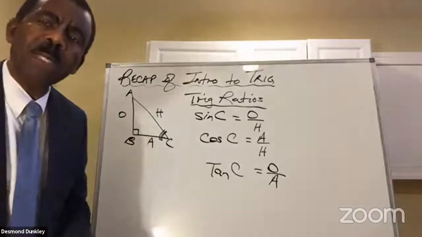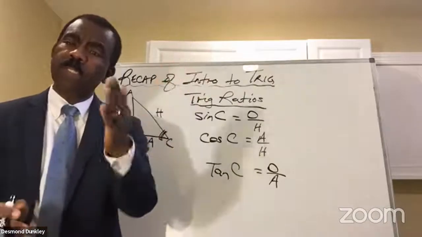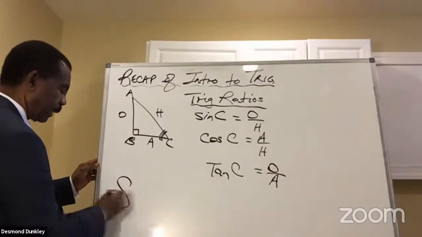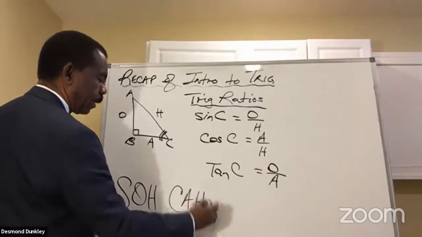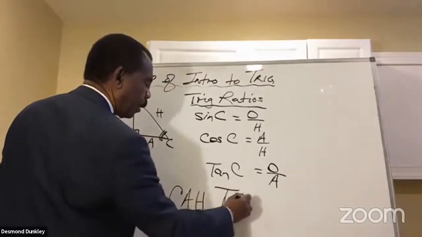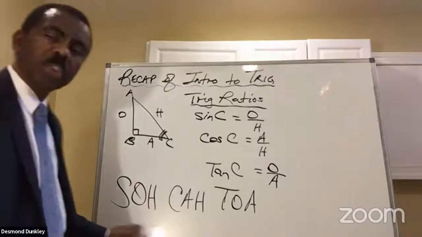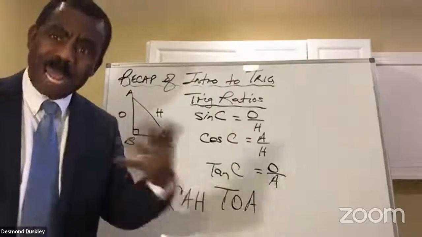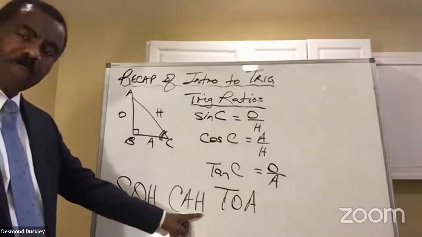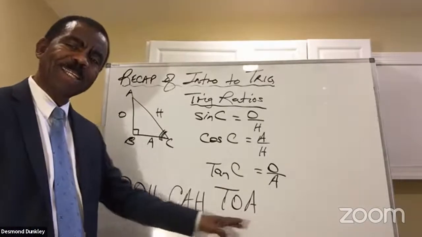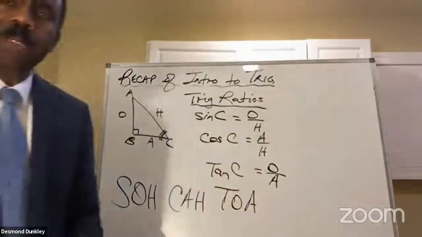And as a quick summary, we introduced a mnemonic that we can use to recall what the ratios are. And that mnemonic was SOH, CAH, TOA. Where this means sine is opposite over hypotenuse. It's SOHCAHTOA. Sine is opposite over hypotenuse, cosine is adjacent over hypotenuse, tangent is opposite over adjacent. SOHCAHTOA. A lot of people have used that for years to remember the different ratios.